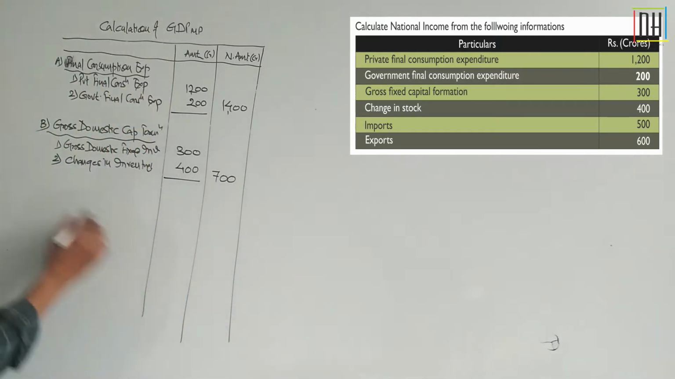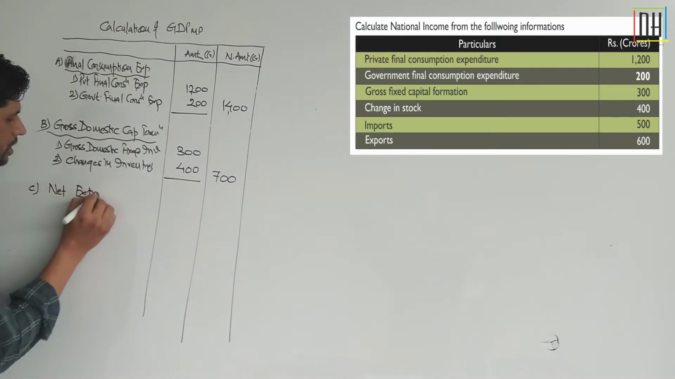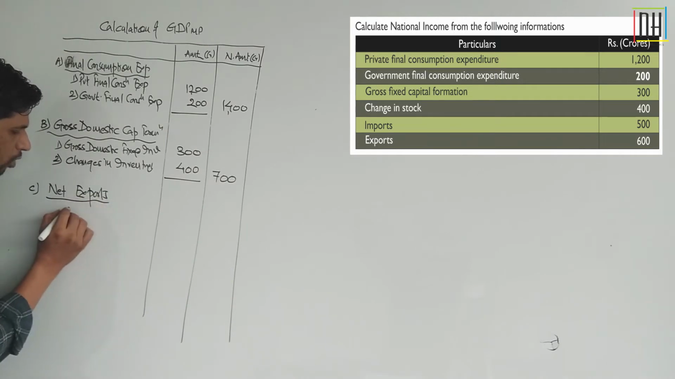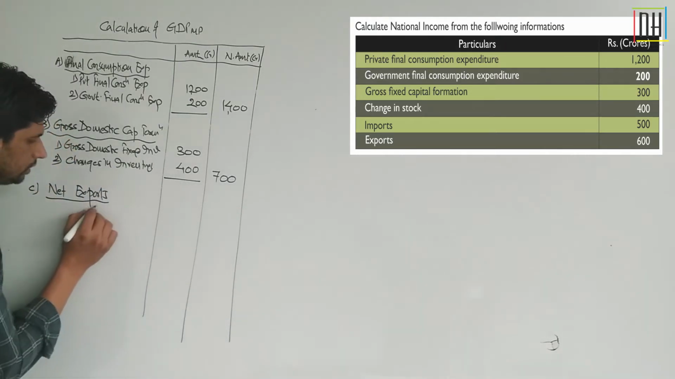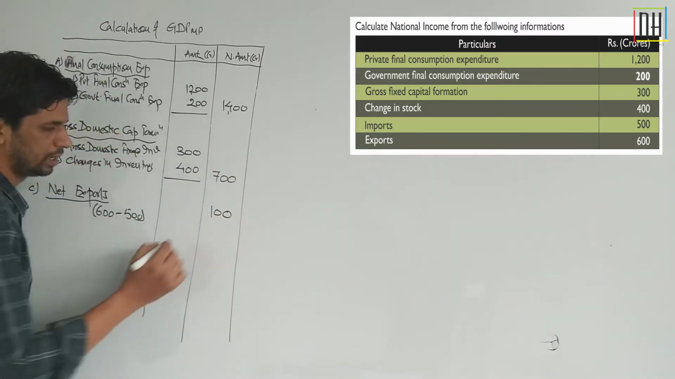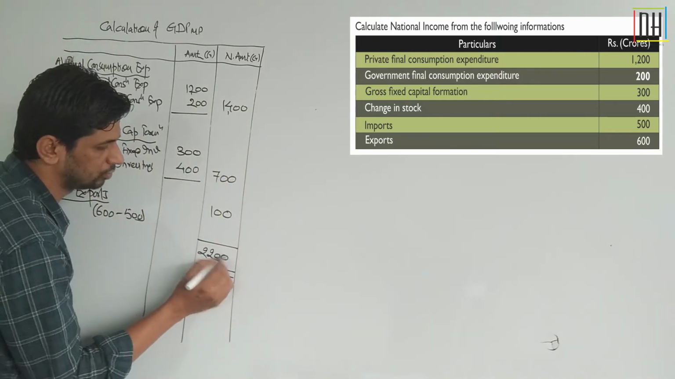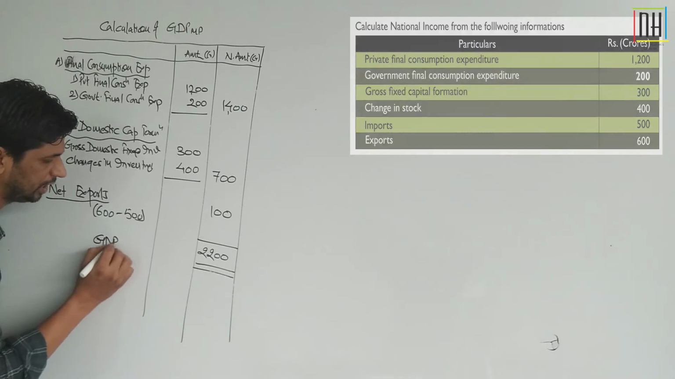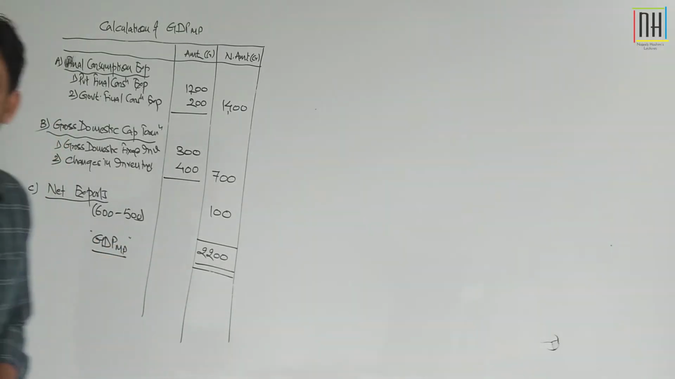Now our C is the net exports. The formula for net exports is export minus import. So export is rupees 600 crores and import is rupees 500 crores. So the resultant value is 100 crores. Final resultant value after adding all these values is rupees 2,200 crore, which is our GDP at MP, gross domestic product at market price.